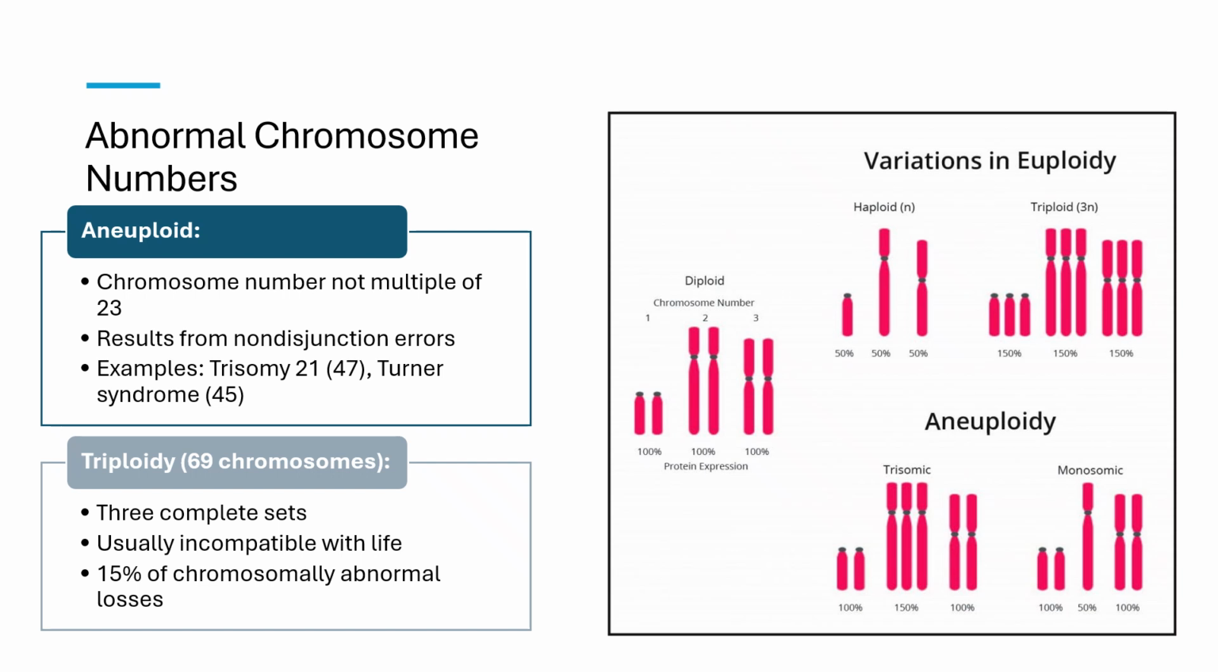The key insight here: losing genetic material typically causes more severe consequences than gaining it, which explains why autosomal monosomies are virtually never viable, while several trisomies allow survival. Triploidy takes chromosomal imbalance to an extreme. 69 chromosomes, representing 3 complete sets instead of 2.